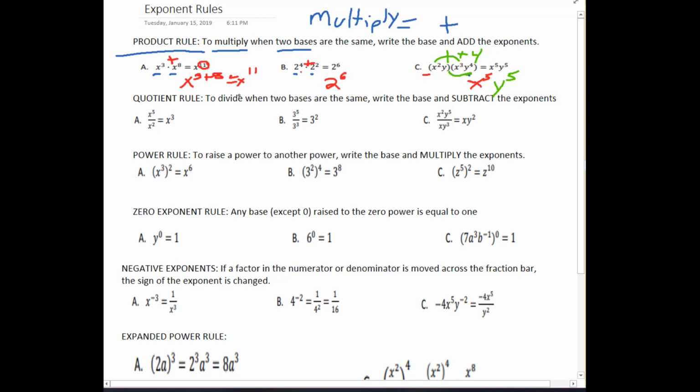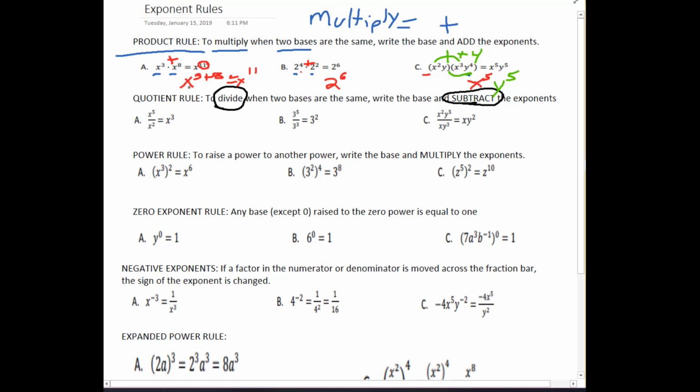Let's keep going here. So quotient rule, which means to divide, right? So whenever we divide, we subtract. Let's always remember that. So we have multiply, add, and then we have divide, subtract. This may get a little messy, but for time, we're going to keep moving here. So when we have division of exponents, we subtract.